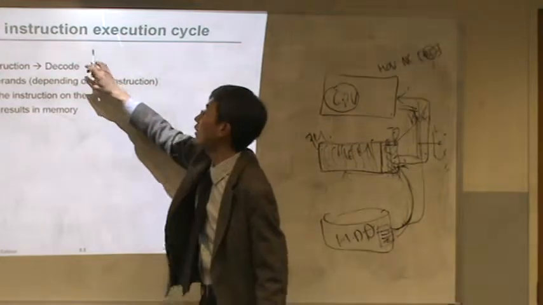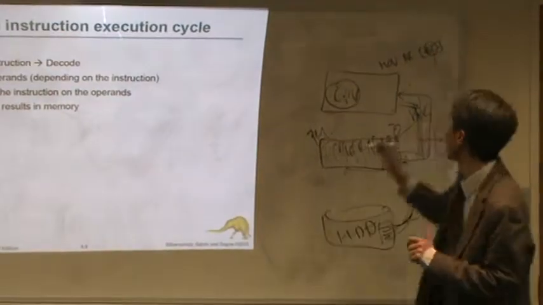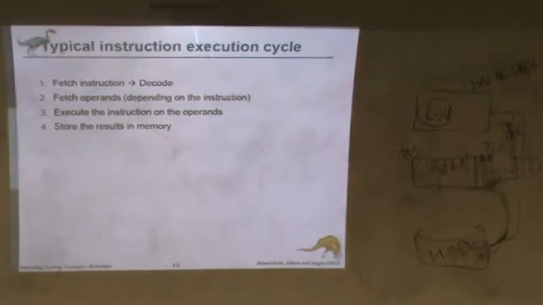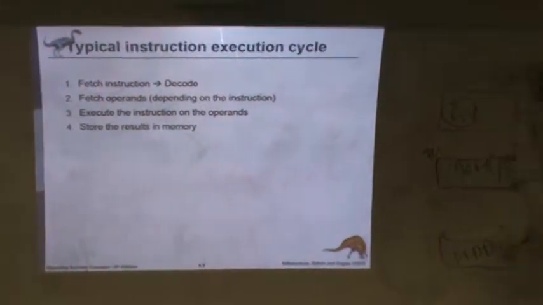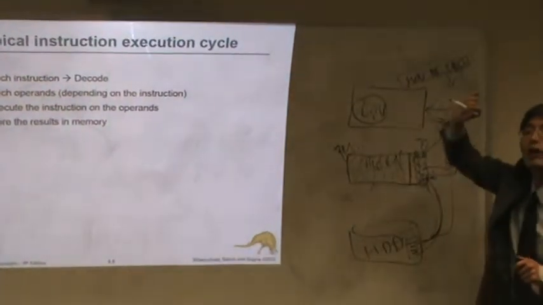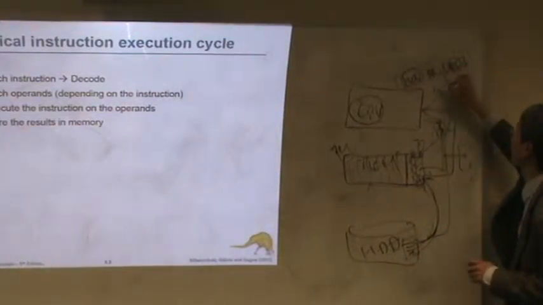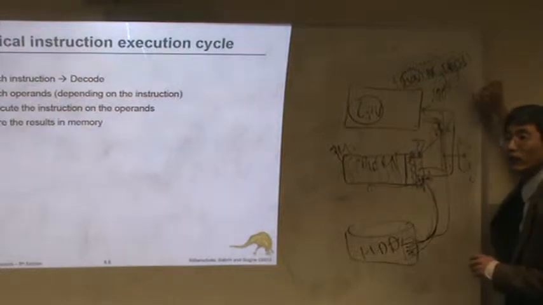Then we return such data to the CPU register. First fetch the instruction, understand and process the instruction, then decode. Decode means changing this into binary format. Each instruction has a code, for example, move is 1 0 0 1 1, something like that.